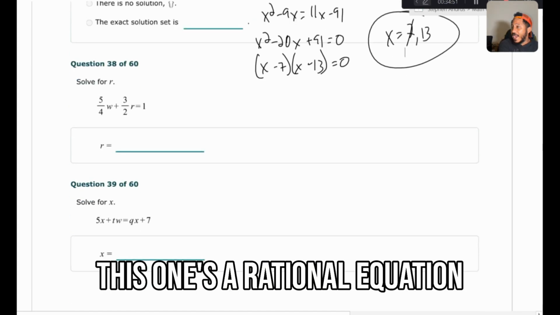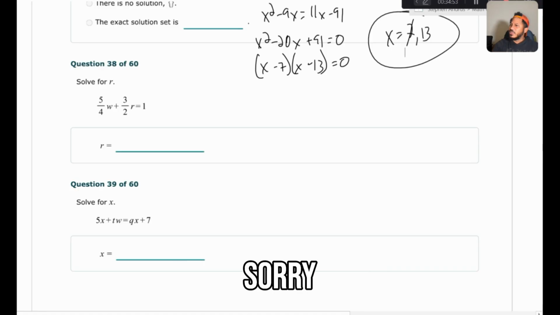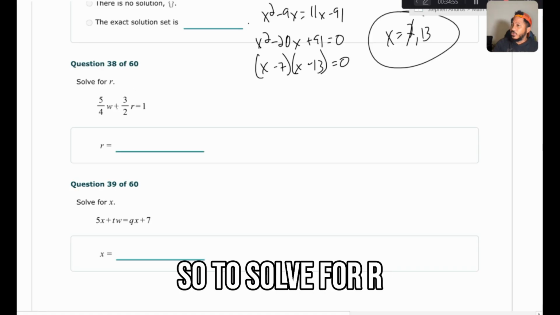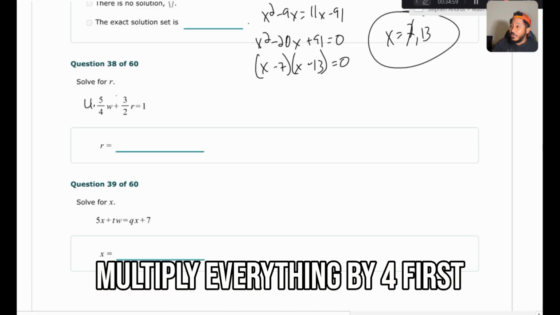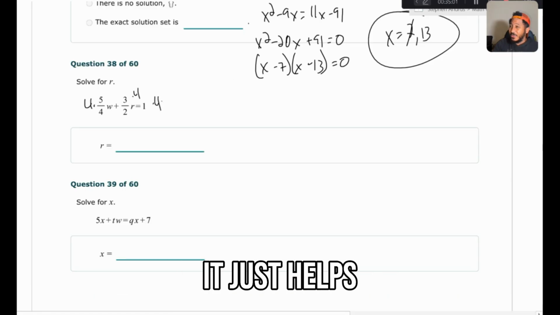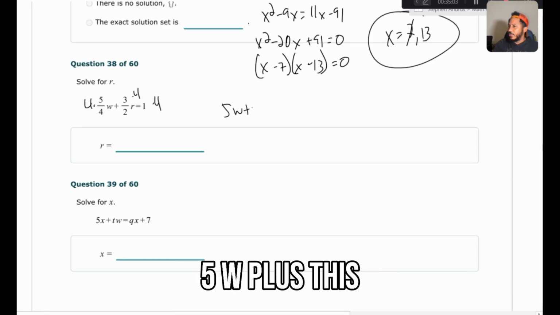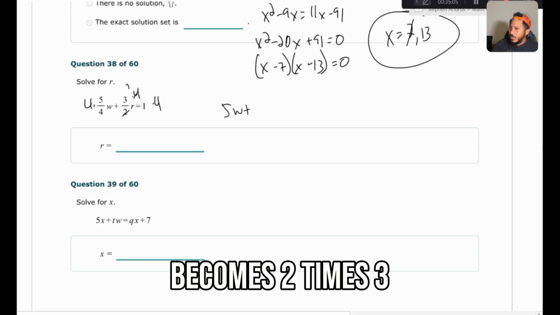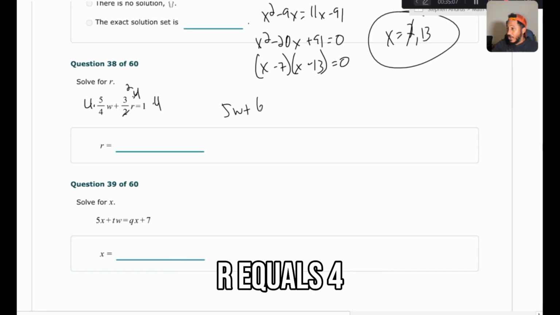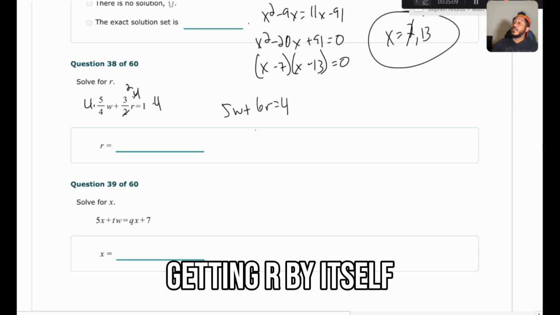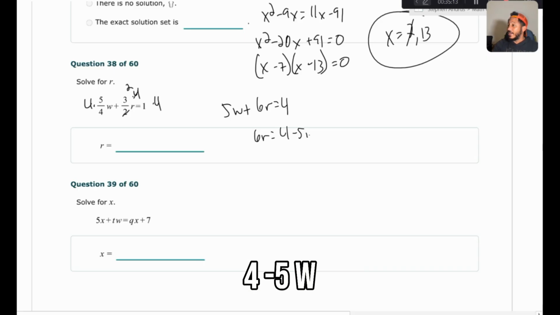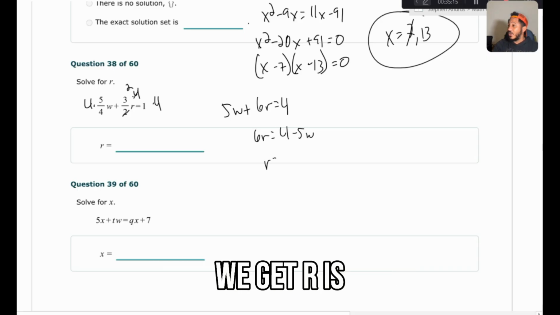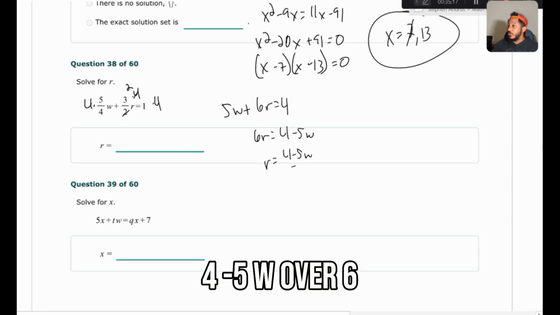Now this one's a rational equation, so multiply by, oh wait, sorry. It says solve for r, okay? So to solve for r, just get r by itself. Again, I will still multiply by the LCD. Multiply everything by 4 first, just to get rid of the fractions. It just helps. So that gives me 5w plus 2 times 3 times r, 6r equals 4. Getting r by itself, subtract 5w, so 6r equals 4 minus 5w. And then divided by 6, we get r is 4 minus 5w over 6.